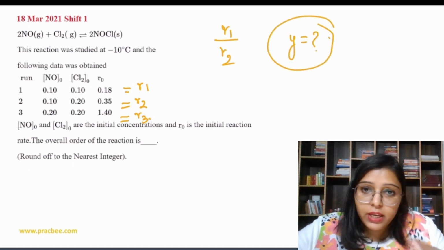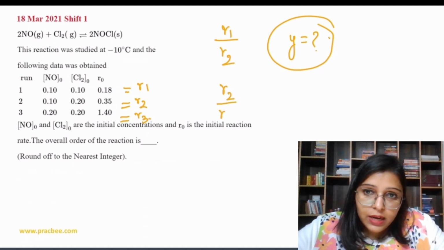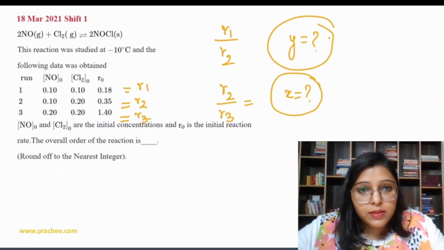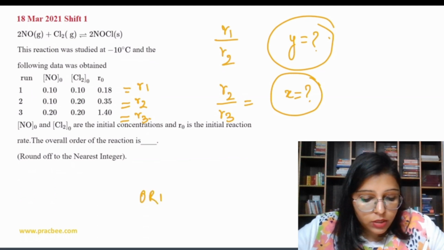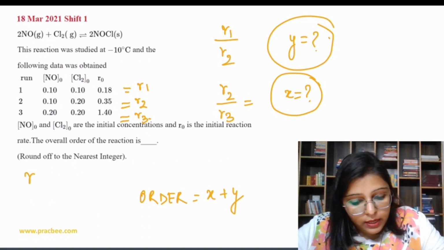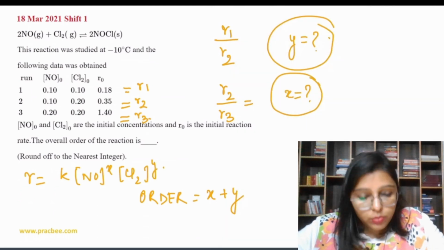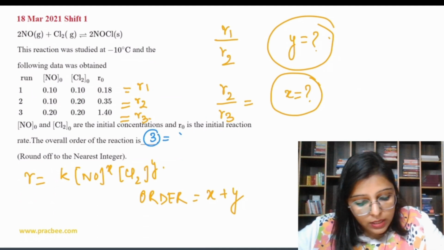You get the value of Y. And when you take R2 by R3, then you get the value of X. So when you get the value of X and Y, the order is going to be X plus Y. And rate is what? K NO to the power X and Cl to the power Y. So when you solve this completely, you get the order equal to 3. So that is the answer.